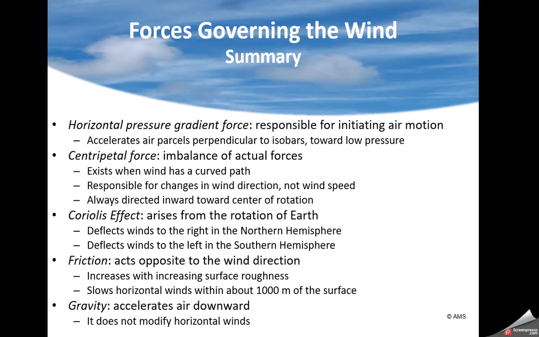So now we start bringing these features together. So horizontal pressure gradient force initiates the air motion. Then centripetal force can act to turn it in a circle. Coriolis effect turns it to the right. Friction will slow down the wind because it always acts in the opposite direction of the wind. And gravity will push the air down towards the surface.